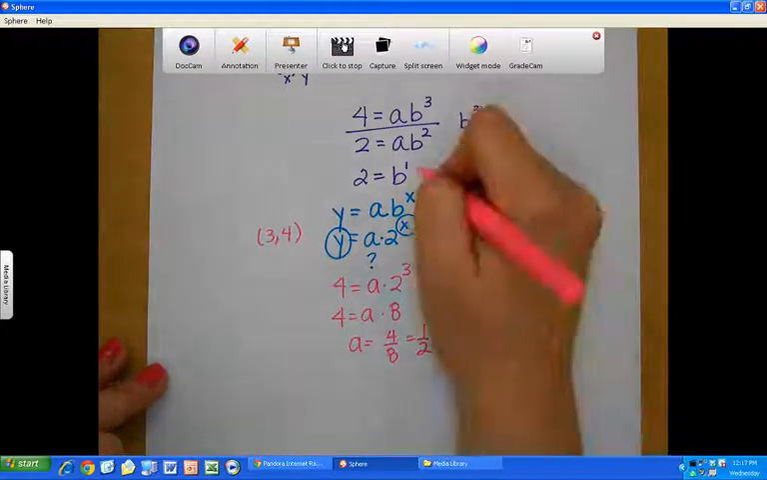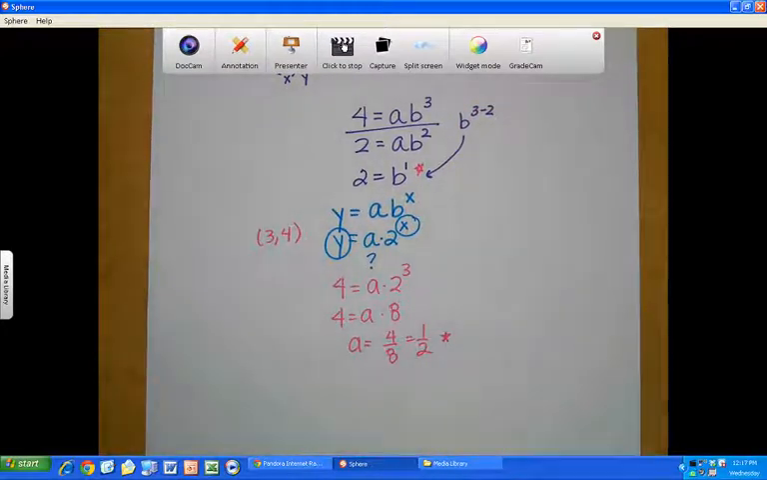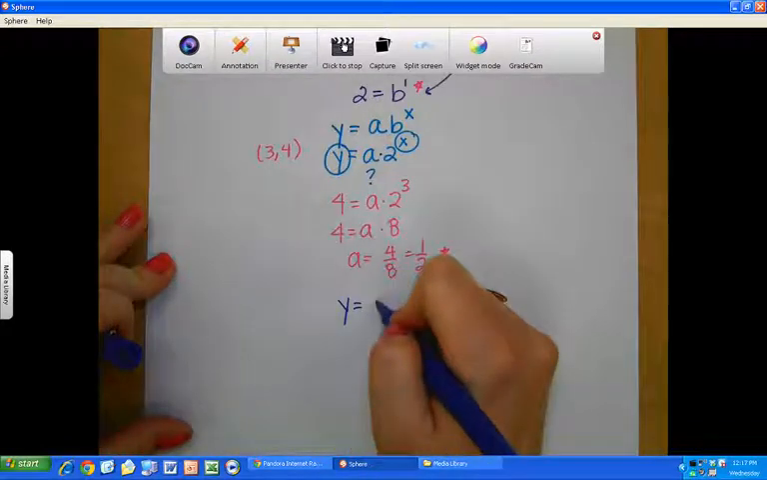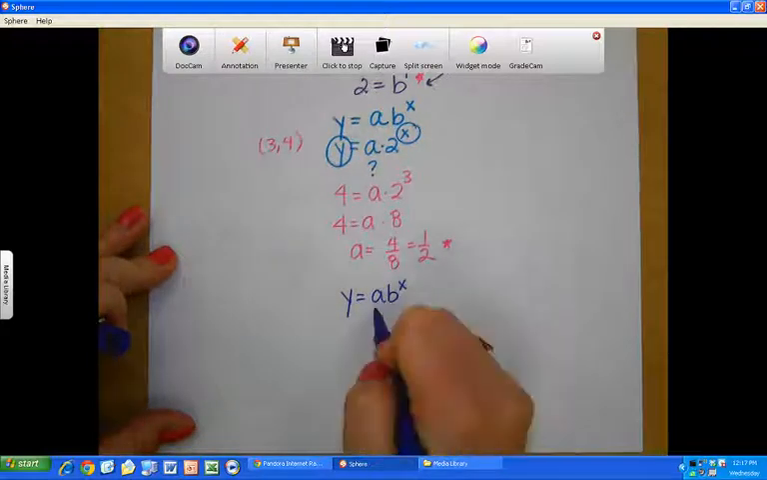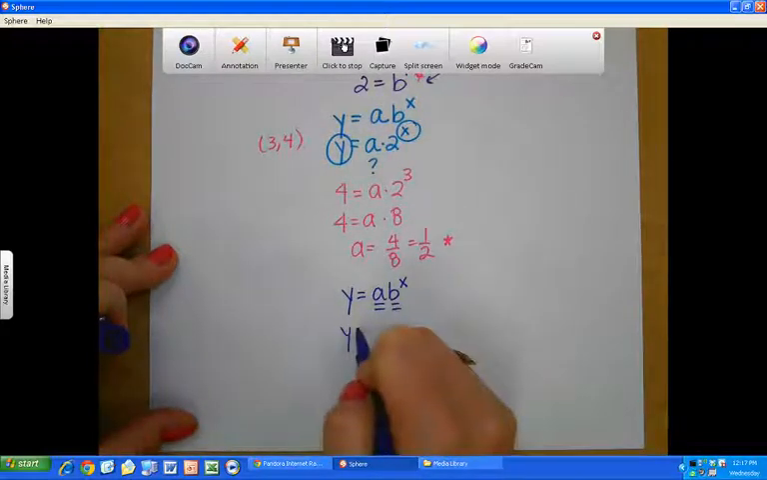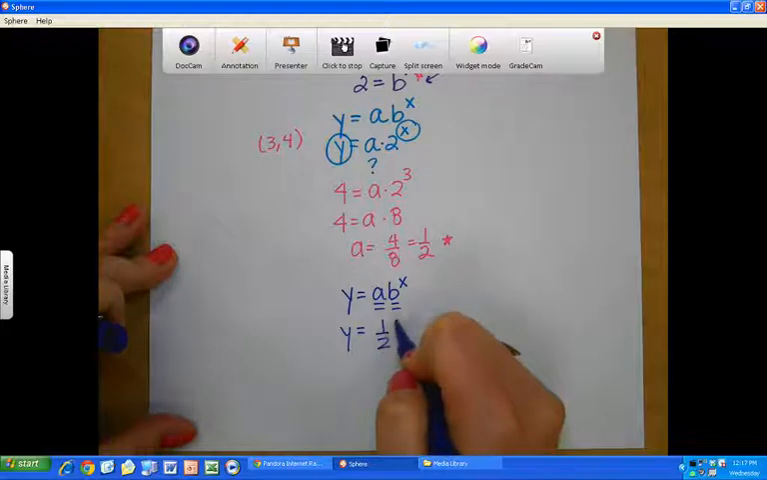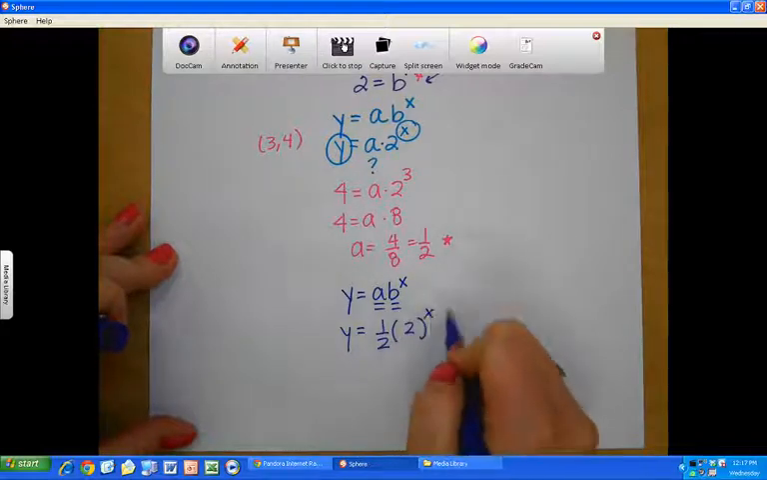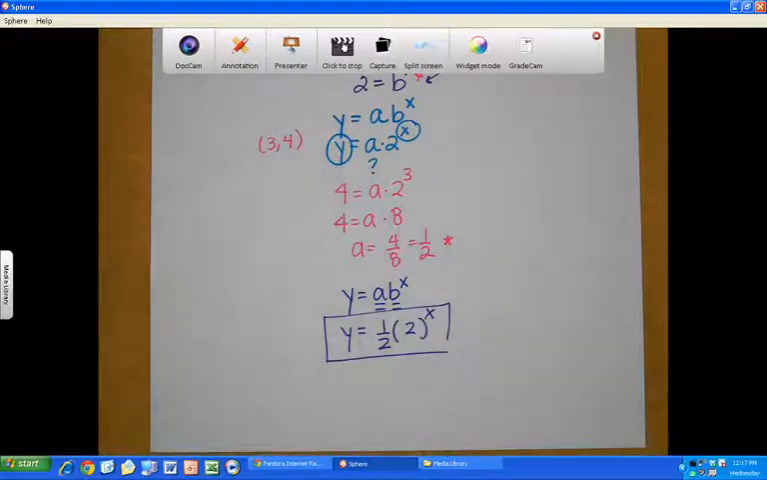So I know b, I know a, and so now I'm just going to plug it in. I'm going to plug in everything I know for a and b. So I get y equals 1/2 times 2 to the x. And that's all there is to it.